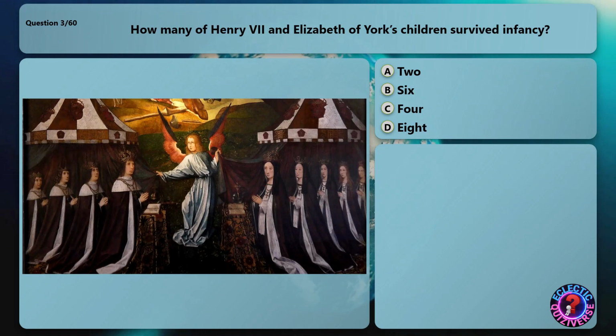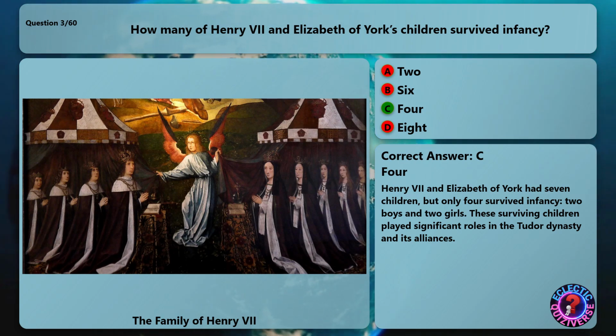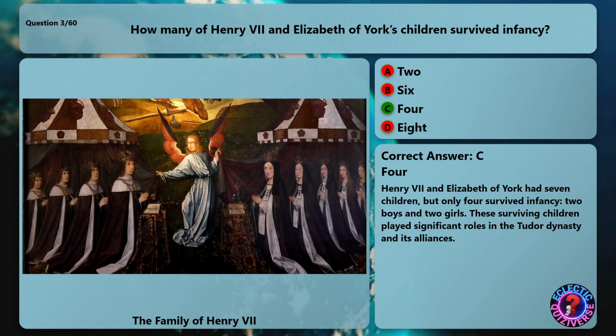How many of Henry VII and Elizabeth of York's children survived infancy? The correct answer is 4. Henry VII and Elizabeth of York had 7 children, but only 4 survived infancy, 2 boys and 2 girls. These surviving children played significant roles in the Tudor dynasty and its alliances.